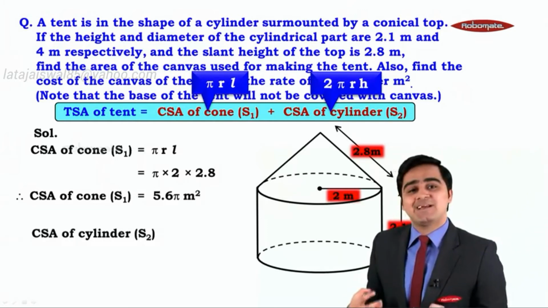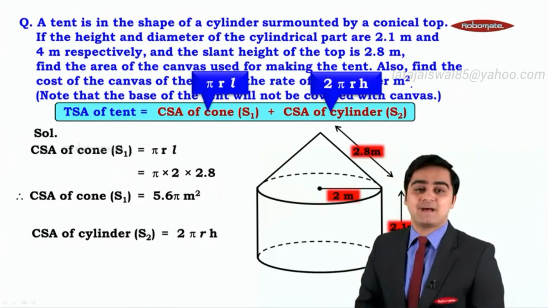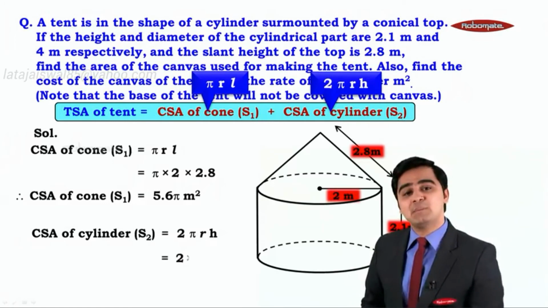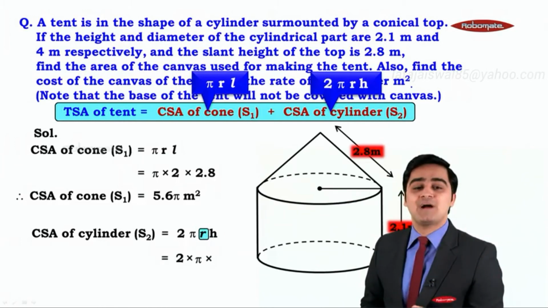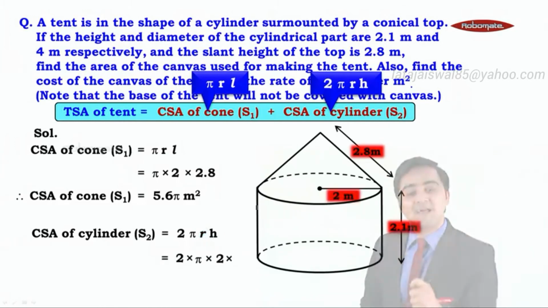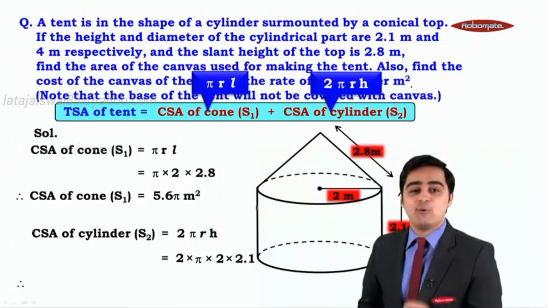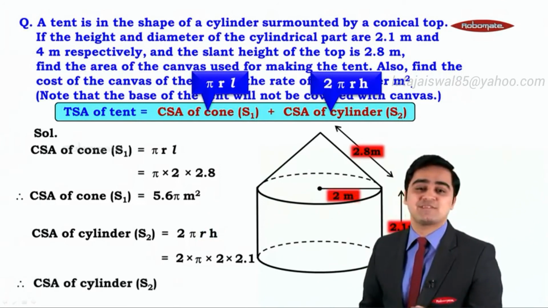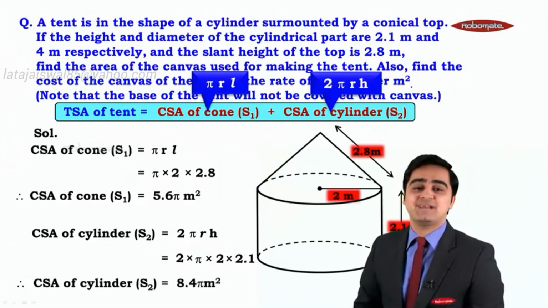Now let us calculate curved surface area of the cylinder. The formula is 2 pi RH. Let us do the substitution. In place of 2, we'll write 2. In place of pi, we'll write pi. We know that the radius of the cylindrical part is 2 and we have the height of the cylindrical part equal to 2.1. Now 2 into 2 is 4 and 4 into 2.1 is 8.4. So we have curved surface area of the cylinder, that is S2 equal to 8.4 pi meter square.